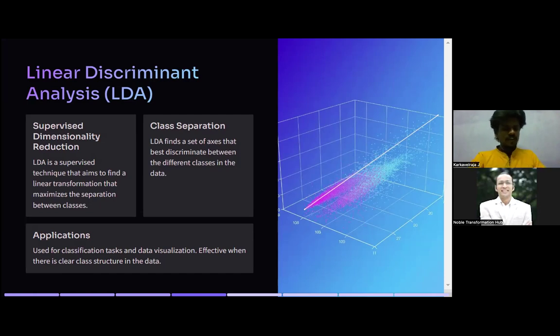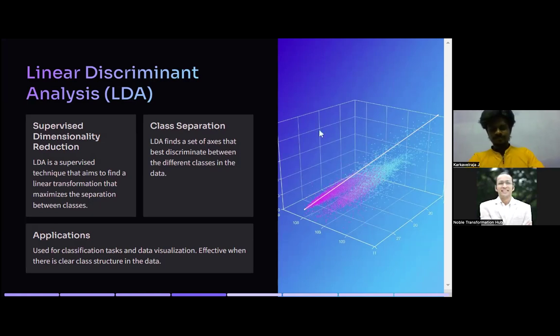Okay, it is effective when there is a clear class structure in the data. So it is effective in what manner? We should have a proper class structure defined with the data. Okay, so this is what LDA, linear discriminant analysis, is all about. It is one of the types of dimensionality reduction, which is under unsupervised learning. Yes, sir. Over to you.